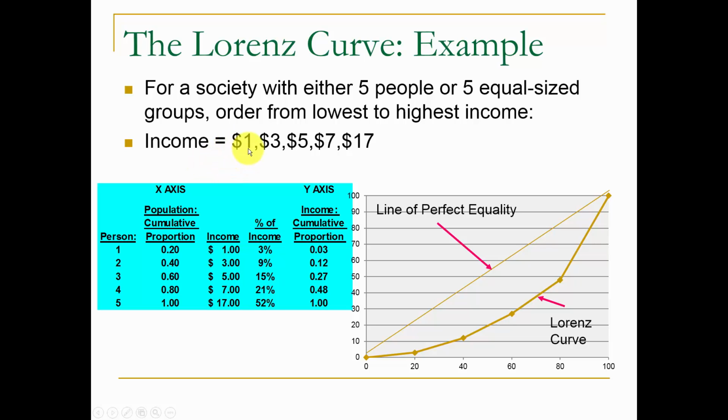For a simple example, let's just assume we have 5 people, or we could just as easily talk about 5 groups of people that are of equal size. And in the first group, the average income is $1, or the first person earns $1. In the second group, the average income is $3. The third group, the middle group, the average is $5. The next group, the average is $7, and in the highest income group, the average income is $17.